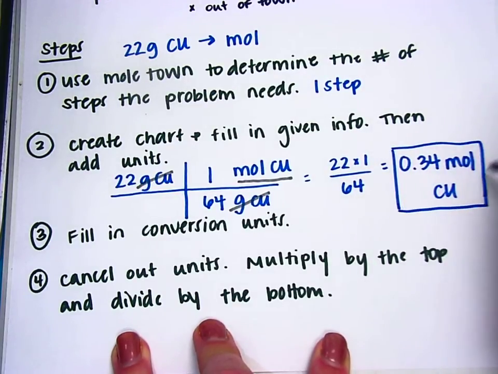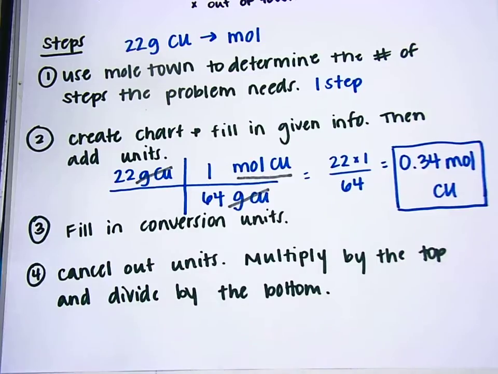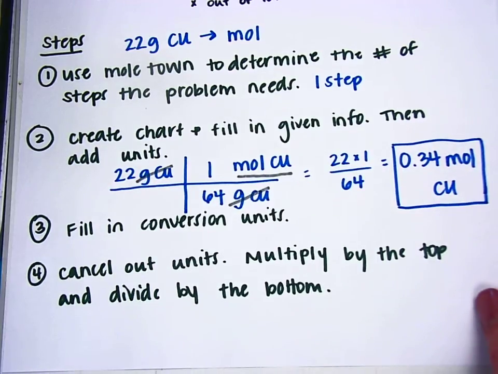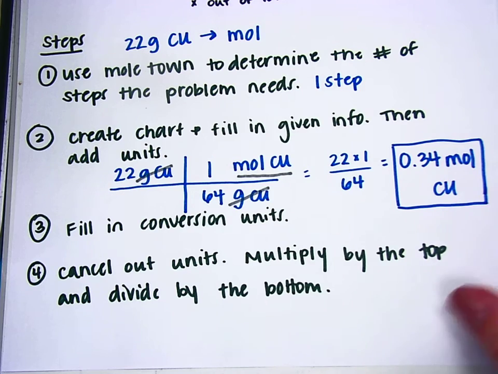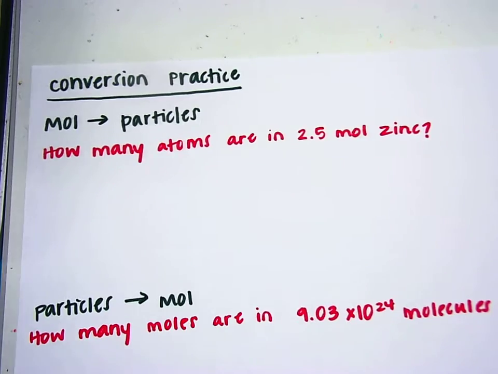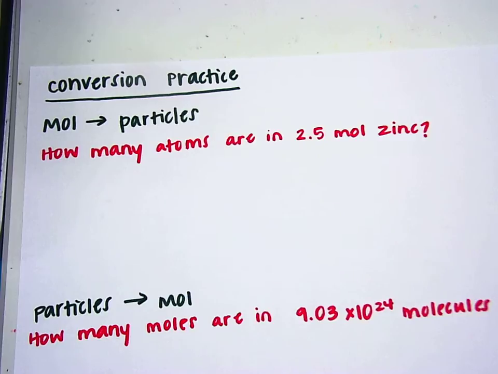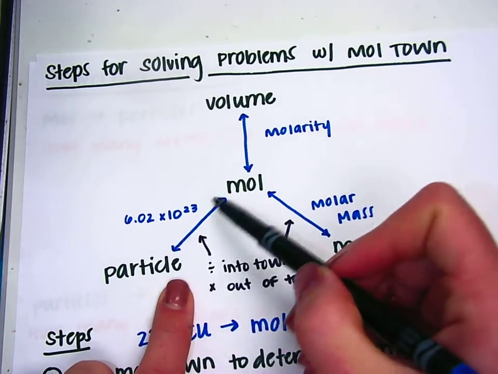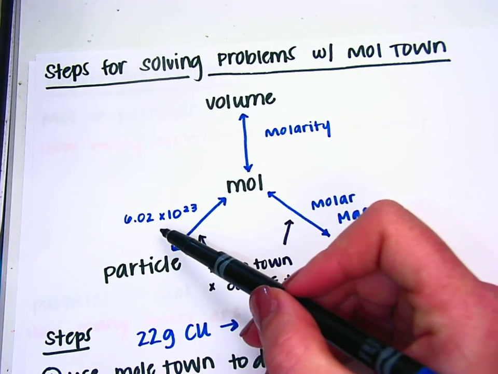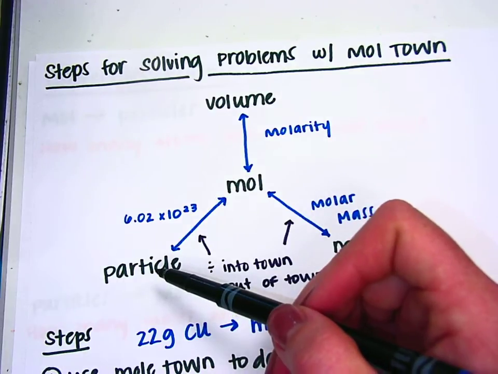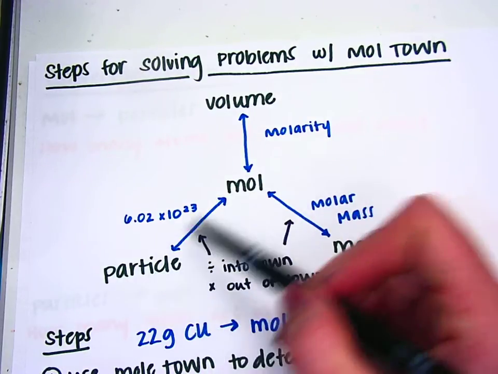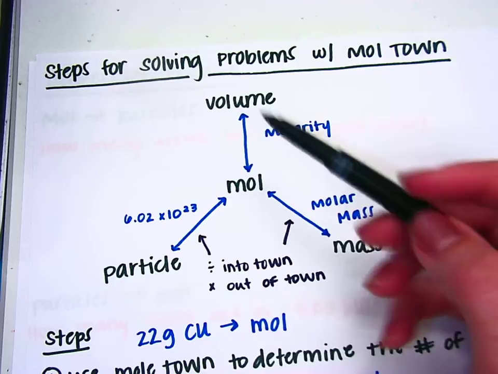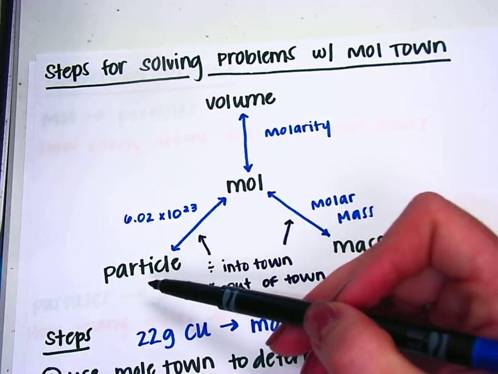So we were able to cancel out and convert using mole town. That's a simple one-step problem. I'll give you a couple more examples of these one-step problems, and you can use them using mole town. So the first one is to convert from moles to particles. And when we're converting from moles to particles, this is what we're doing right here. We're going to use Avogadro's number, and we are going to either go into town or out of town. If we're going from moles to particles, we're going this way.